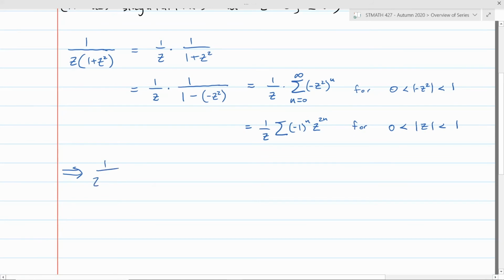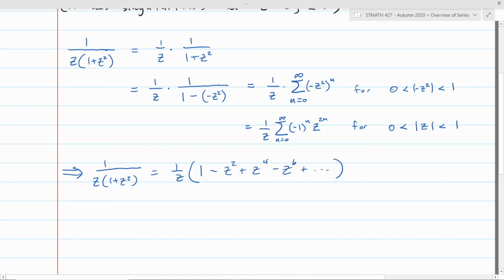So here's where we're at. The original fraction is equal to 1 over z, and then I'm going to expand out that series that starts at 0 there. So the first term is just 1. Then you'll have minus z squared, then plus z to the 4th, minus z to the 6th, and so on.